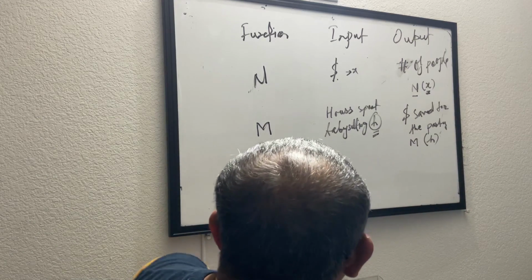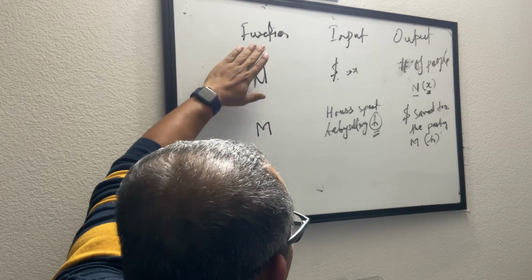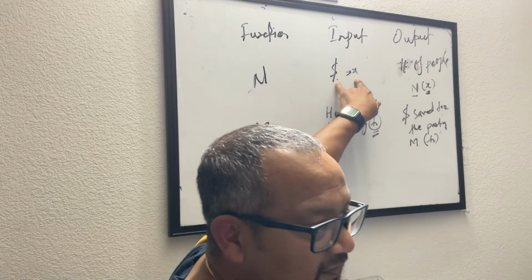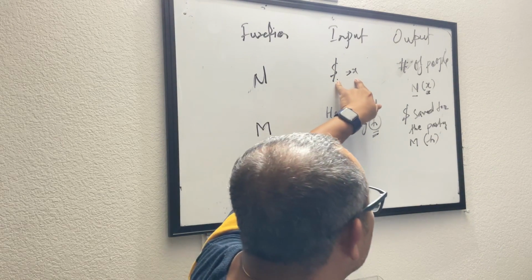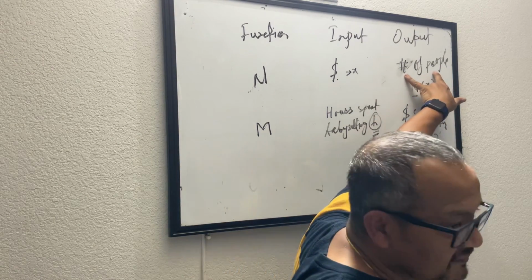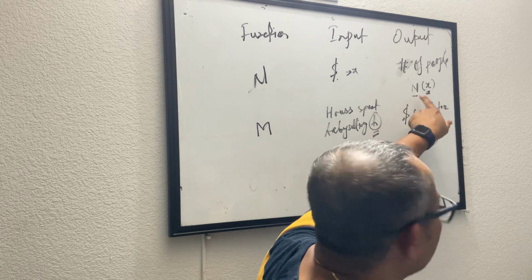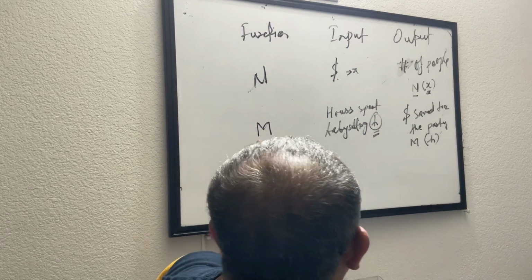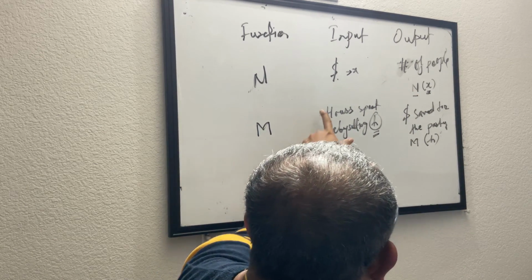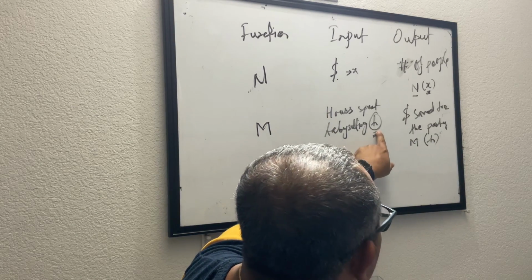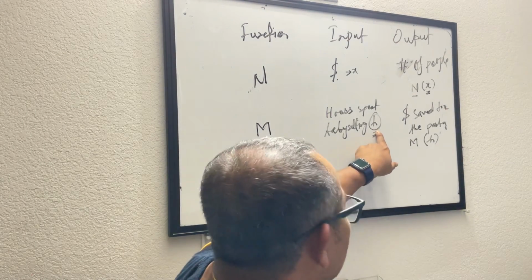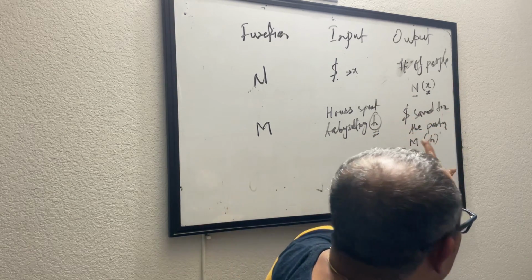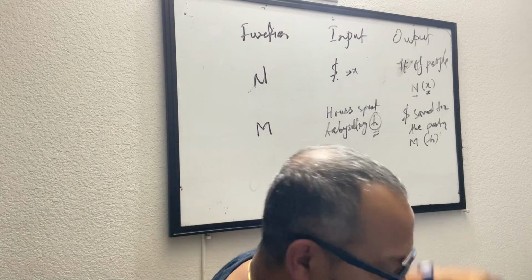Now if you look at the first function, it takes dollars saved for the party as an input, and depending on that he can decide how many people he can invite, and this function is called n of x, where x is the dollars saved. The second function m says hours spent babysitting. So h is the hours spent babysitting, which goes as an input and derives how many dollars can be saved for the party. So this is the second function, m of h.